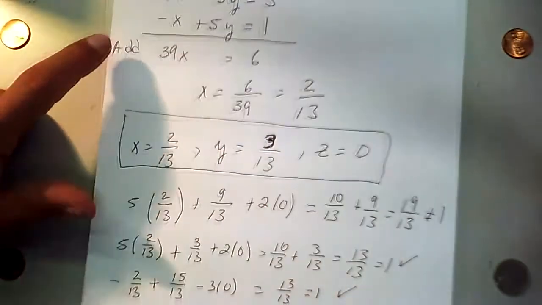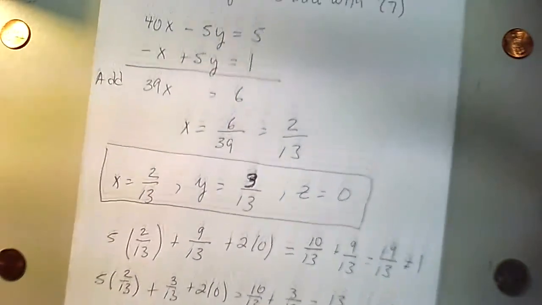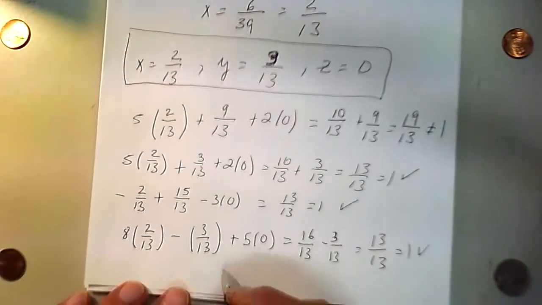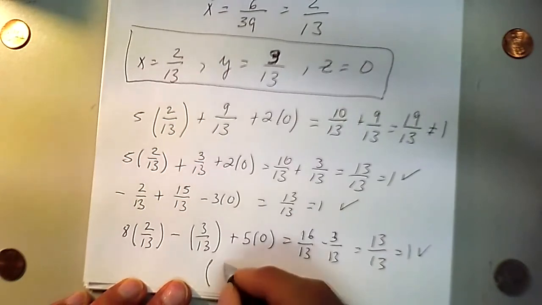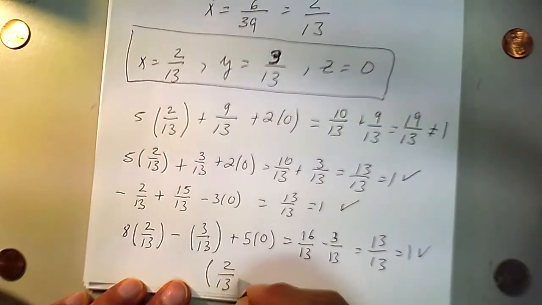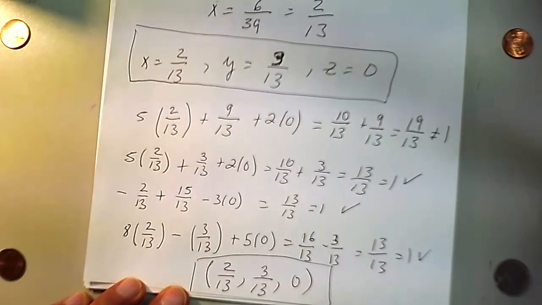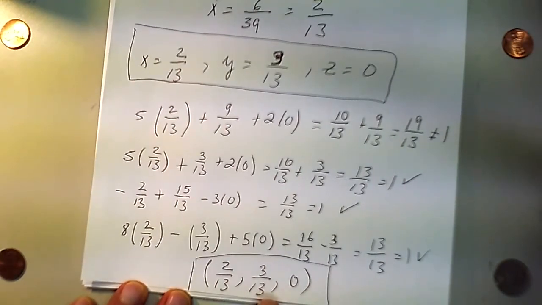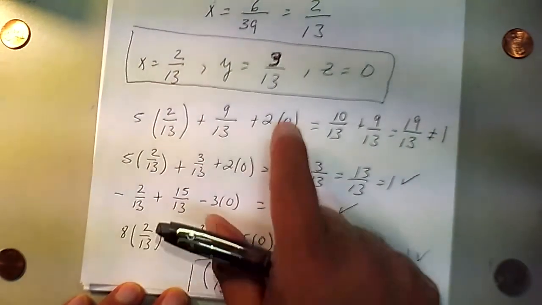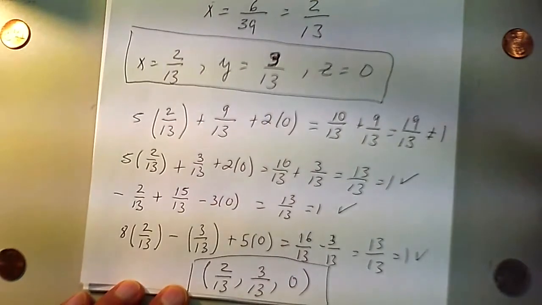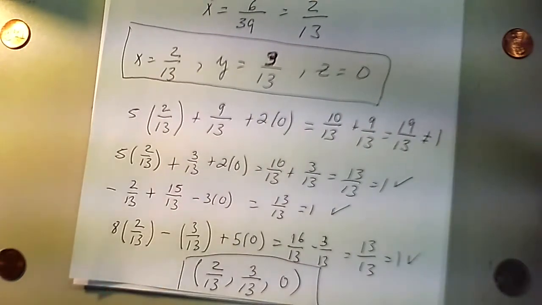That's a 3. And remember, another way to write the solution is with a triple: 2 over 13, comma, 3 over 13, comma, 0. So that's another way to write a solution. Some instructors much prefer this one. Some instructors prefer this one. Some instructors like me don't care. So any one of those will do.